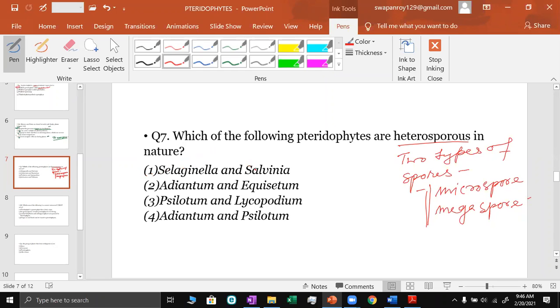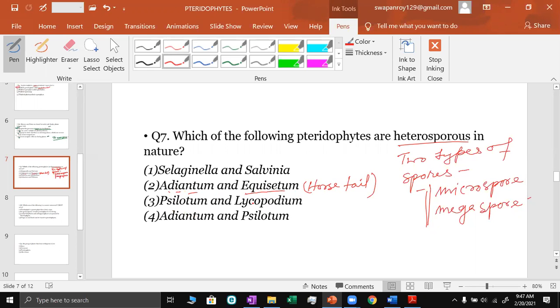Selaginella and Salvinia, Adiantum, Equisetum, Psilotum, Lycopodium. See, all these. This is Adiantum. Adiantum is a fern. Equisetum is called the horsetail plant. Adiantum is also known as maidenhair fern.